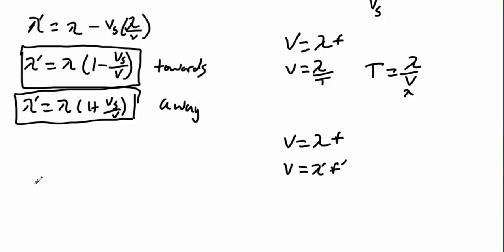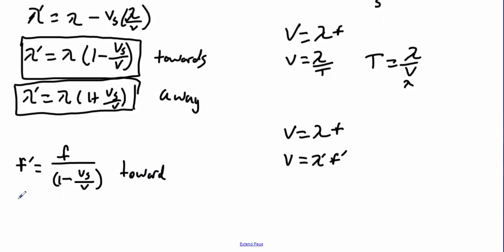I'm not going to bore you with all the algebra, but essentially what we get is f prime, the new frequency, is given by f over 1 minus Vs over V, the velocity of the source divided by the velocity of the wave. This is the negative case, when they're moving towards the stationary observer. And I'm sure you guessed by now that f prime for away is equal to f divided by 1 plus Vs over V. And so this is when it's moving away from a stationary observer.